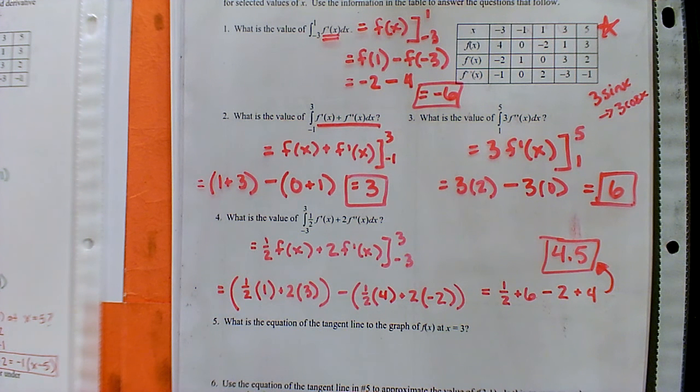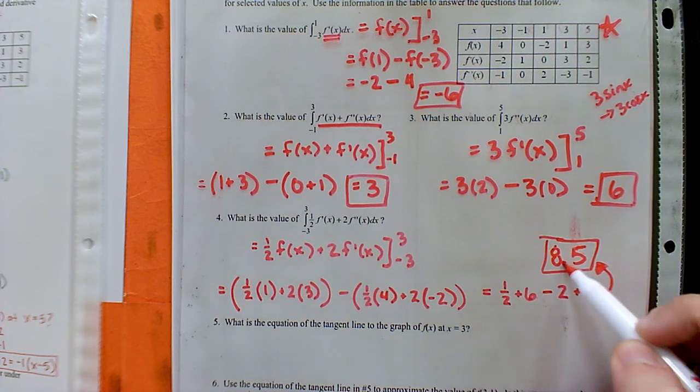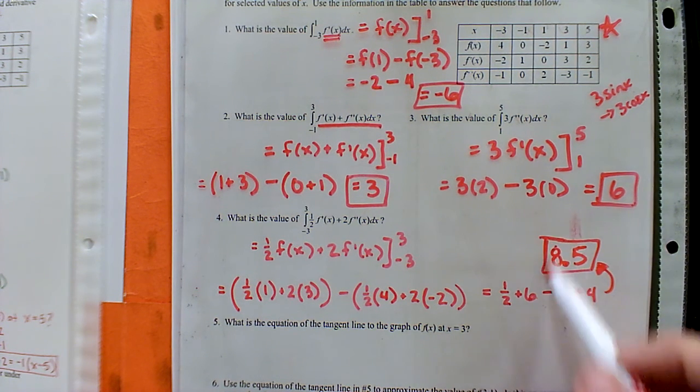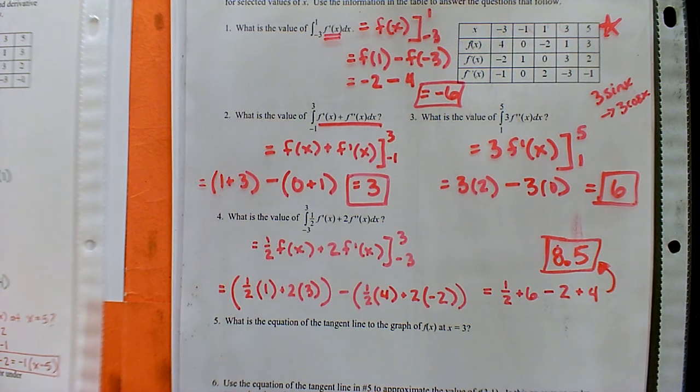4.5? Oh, sorry, 8.5. My bad. The last number I looked at was this 4, like when I got done doing everything, and that's the number I wrote down. 8.5 better? Yeah? Do we gotta go over any part of that?